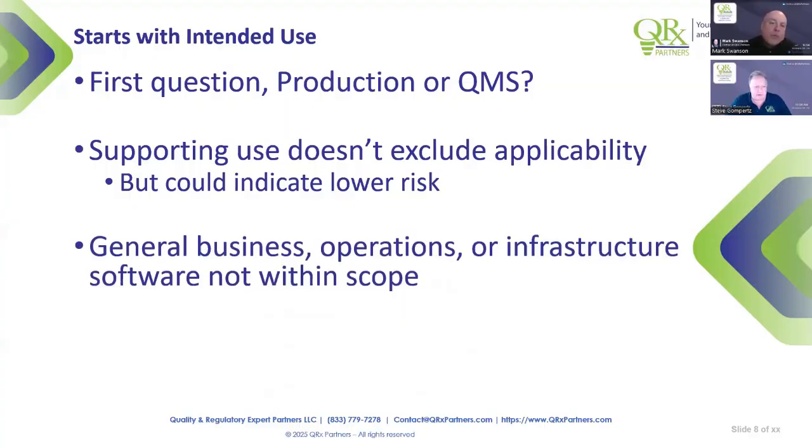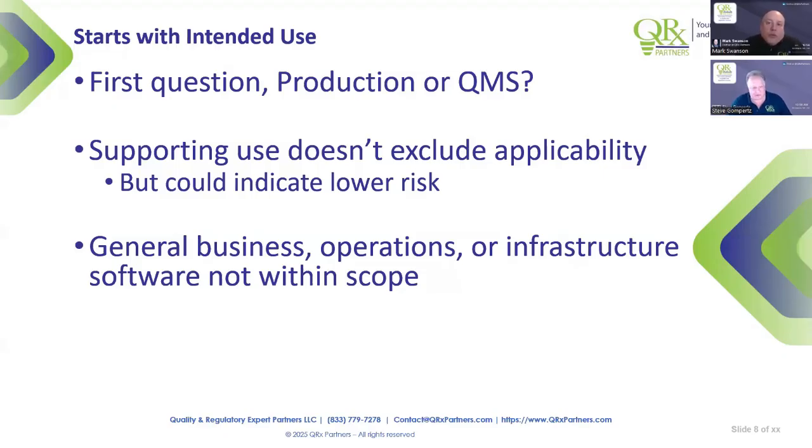As I already alluded to, general business operations or infrastructure software are not within scope, right? So your accounting system, your networks in general. They're saying, look, you're not required to validate your networks. I remember when Part 11 came out, and it was all this stuff going, we have to validate our networks now, and we have to apply all these rules to Microsoft Office. I was like, no, no, those are platforms and infrastructure, and that's not what they're intending at all.